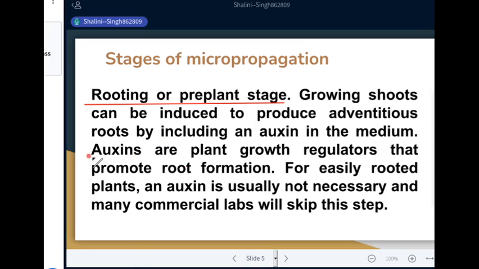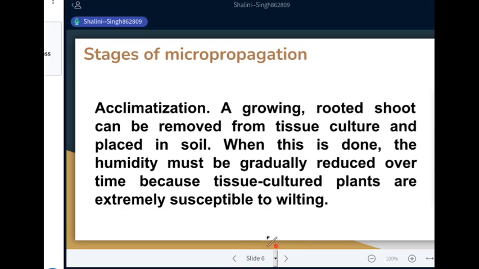Auxins are plant growth regulators which promote root formation. Auxins are indole derivatives and the most commonly used auxins are indole acetic acid, naphthalene acetic acid, indole butyric acid, etc. For easily rooted plants, an auxin is usually not necessary, and many commercial labs will skip this step. They achieve rooting in the ex vitro condition, that means in greenhouse condition, by potting the shoots.